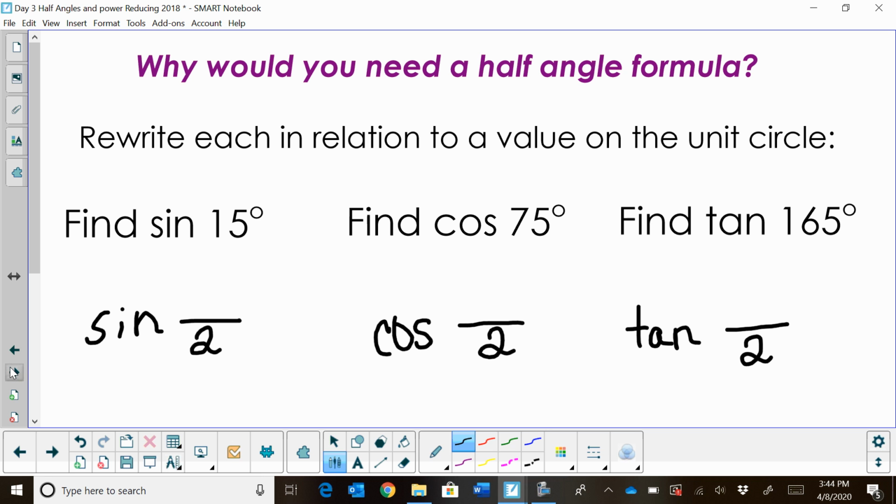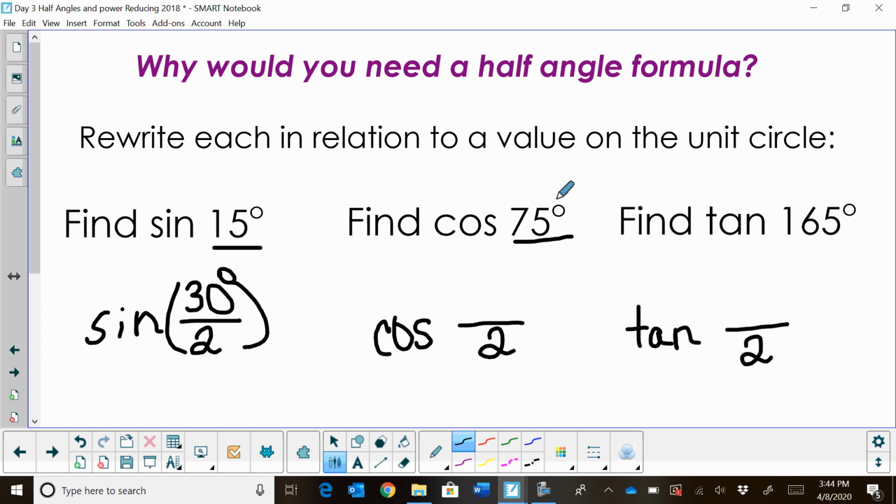So why do you even need half angle formulas? Well, let's say you're trying to find the sine of 15. 15 is not on the unit circle, but if we double that angle to 30, we know we can find 30 on the unit circle. So I'm going to rewrite 15 degrees as 30 over 2, and then I can use the angle 30 to evaluate.